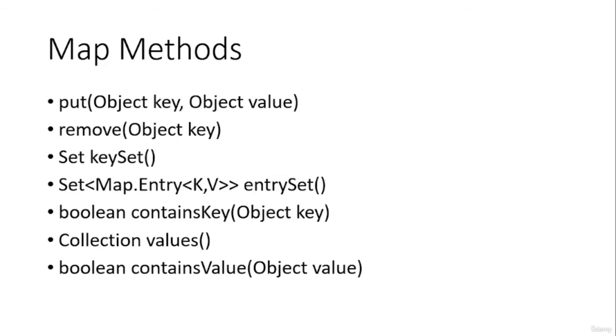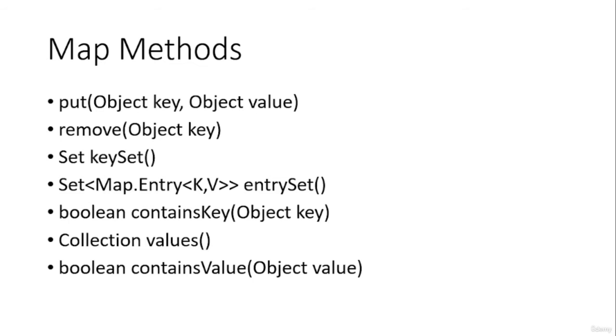The next method is the entrySet method. The entrySet will return the entry objects, which are the key value pairs of the map. Next method is containsKey. It will check whether a particular key is contained in the map. The next method is values. Values will return all the values of the map. And the next method is containsValue. ContainsValue will return whether a particular value is present in the map.